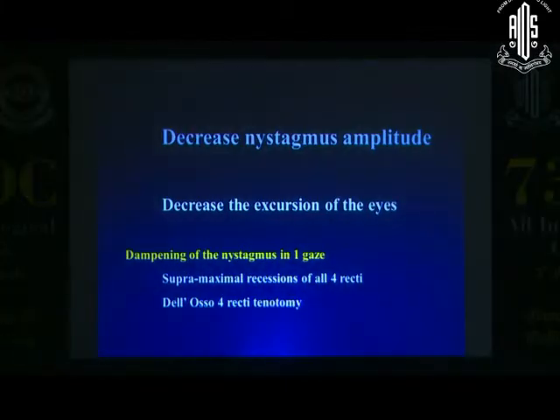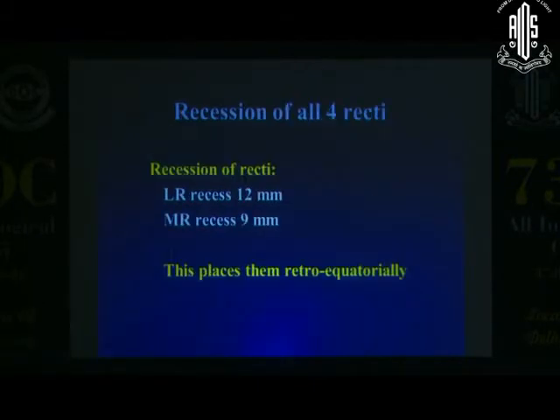And just the last section of our intervention is to decrease the amplitude, which will help to decrease the excursion, as there would be a change in the waveform and again the flattening of the curve, which will improve the visual acuity. So you have two surgeries which we have tried. One is the supramaximal recession resection of all four recti, and of course the Hertle Dell'Osso procedure, which is the all four recti tenotomies. It's just like doing the augmented Anderson's on both sides.